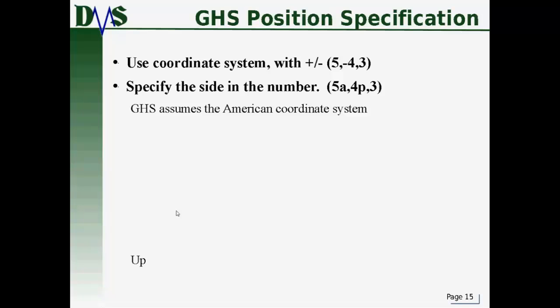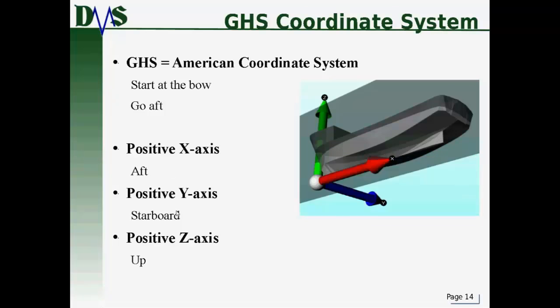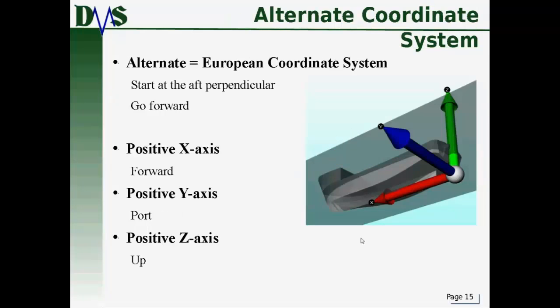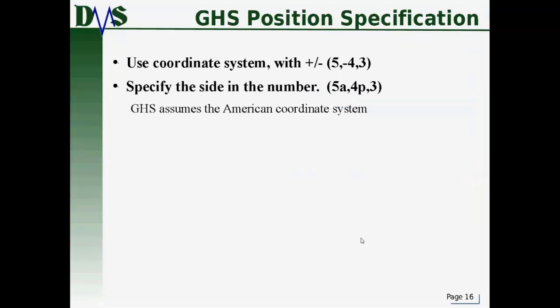So in GHS, you can also specify the side. You can specify coordinates both as a direct number or as a letter, essentially. So rather than worrying about whether it's plus or minus for this thing, you can just say aft, forward, port, starboard. And when you do that, GHS will assume that you're using an American coordinate system. So when you say, I want something 4 meters starboard, GHS assumes starboard using this coordinate system here. So if your model is not defined using this coordinate system, then you're going to have trouble using the forward, aft, starboard, port deal. So just keep that in mind.